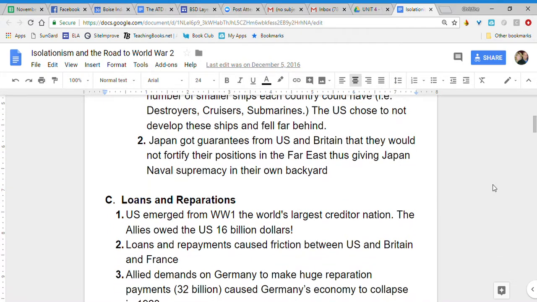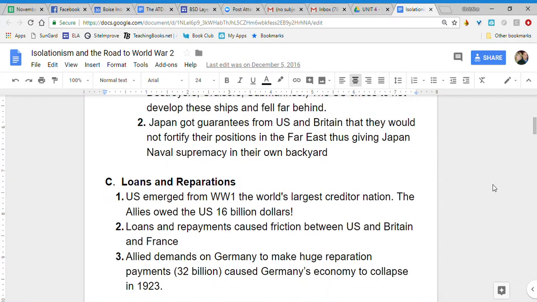And Japan is feeling threatened because they have no energy, they have no oil, they have no rubber. They've seen what happened in the United States and how they've grown, and they are getting their ambitions up. So they will use that in the 1920s and 30s to start gaining territory.